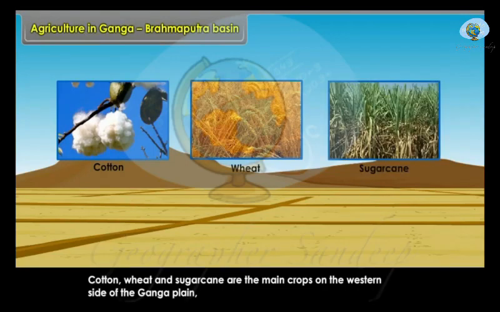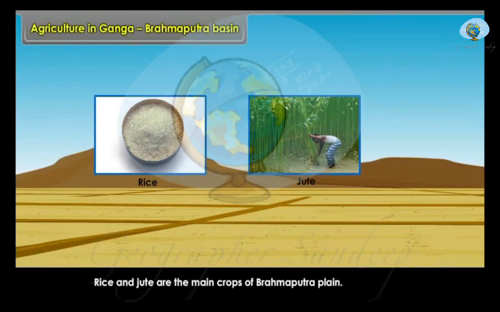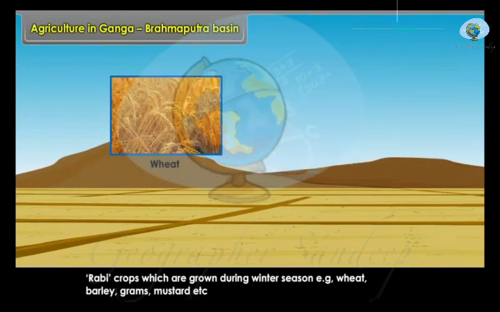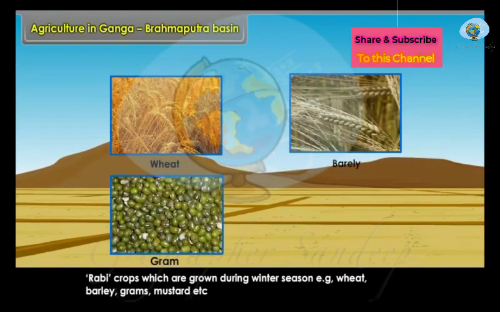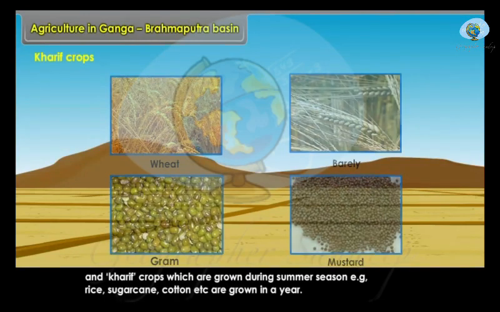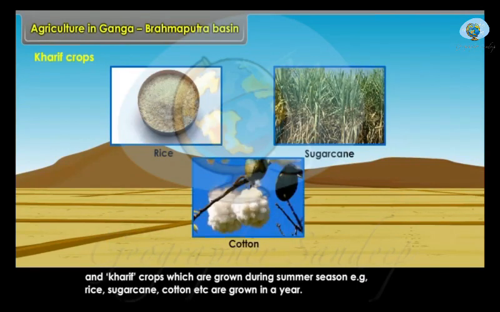Cotton, wheat and sugarcane are the main crops on the western side of the Ganga plain, while sugarcane, rice and jute are largely grown in the eastern side of the Ganga plain. Rice and jute are the main crops of Brahmaputra plain. Rabi crops which are grown during winter season, example wheat, barley, gram, mustard, etc. and Kharif crops which are grown during summer season, example rice, sugarcane, cotton, etc. are grown in a year.